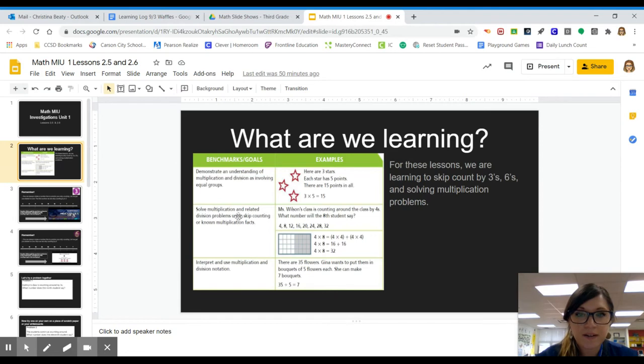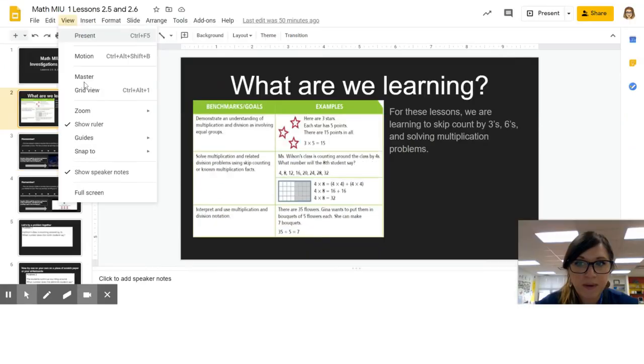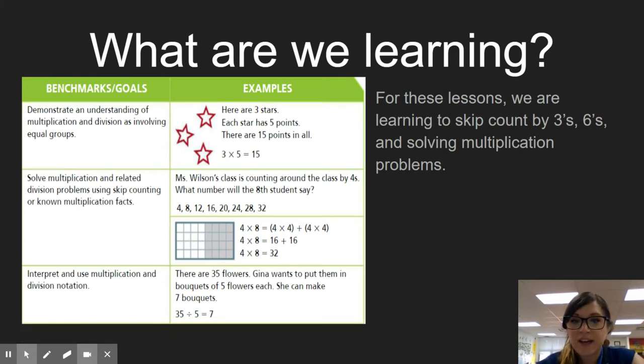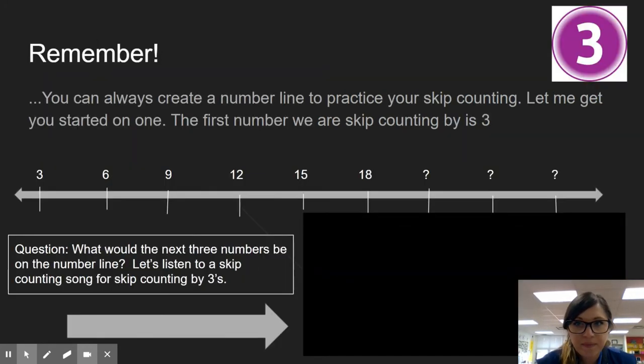Okay, so here's our standards really quick. Let me see if I can change the view on here to make it bigger. Perfect. Okay, so we are still learning how to demonstrate an understanding of multiplication and division involving equal groups. Remember that word equal groups, pairs, and we're learning multiplication sentences. Okay, that's a quick recap.